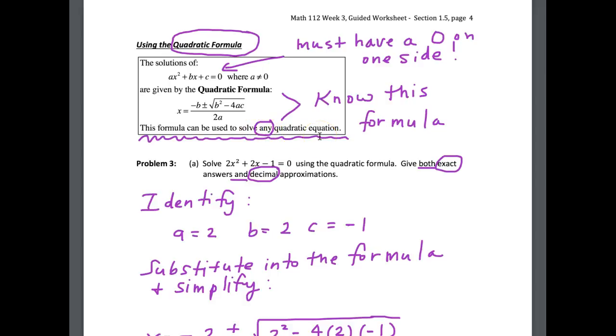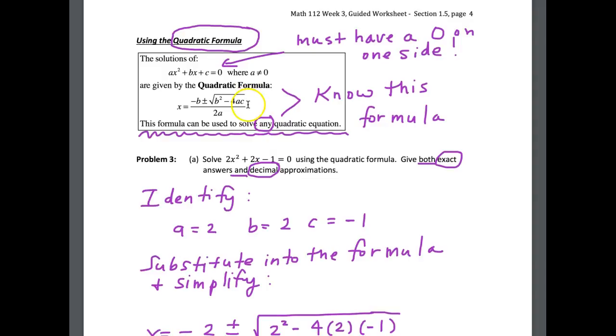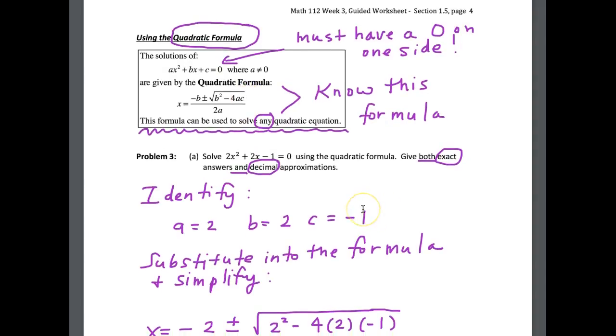So, you're going to take a look at some problems in the homework where you're going to decide which method to use. You can actually use the quadratic formula for all of them if you feel comfortable with that. But in some instances, factoring or the square root property might be more efficient and quicker to do. But make sure you memorize this formula. It will not be given to you on an exam.